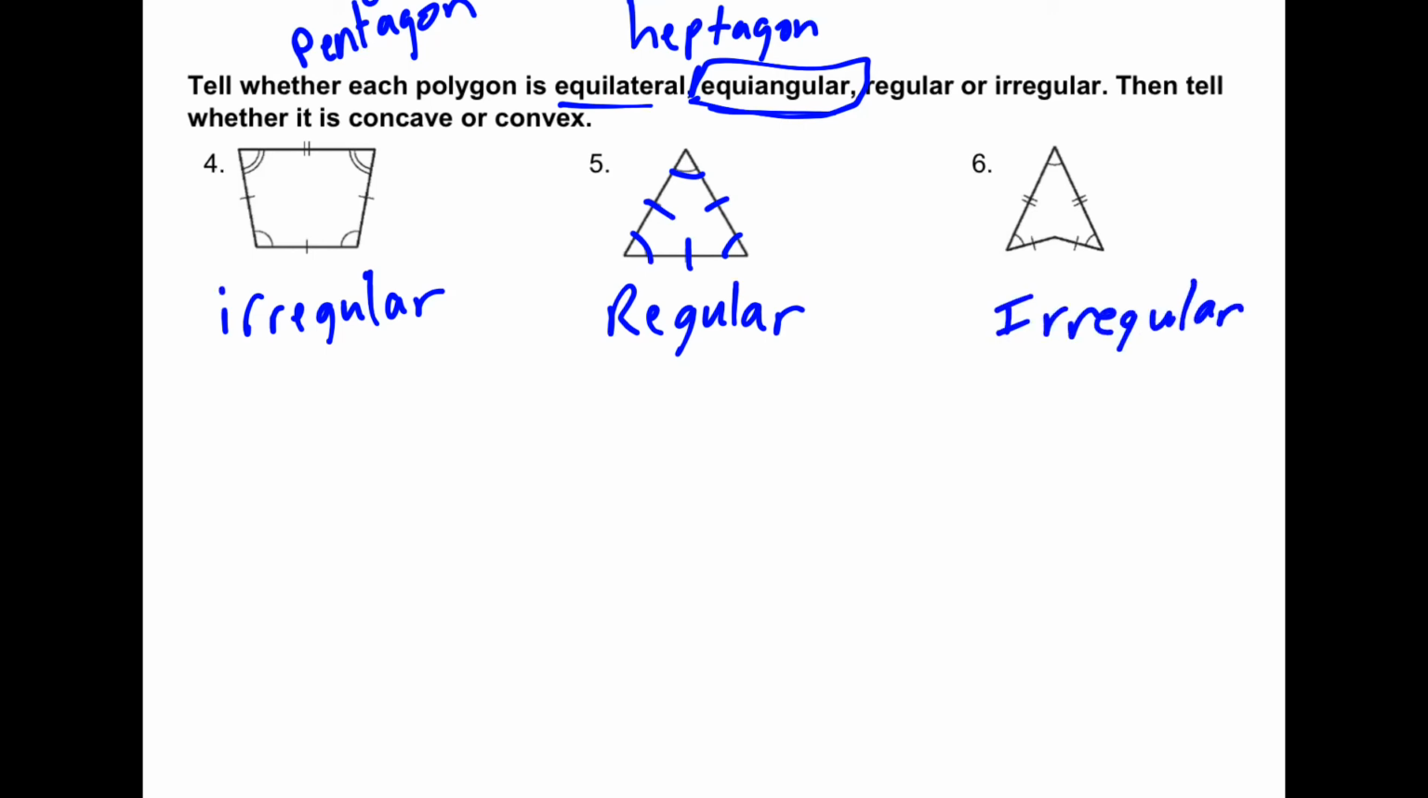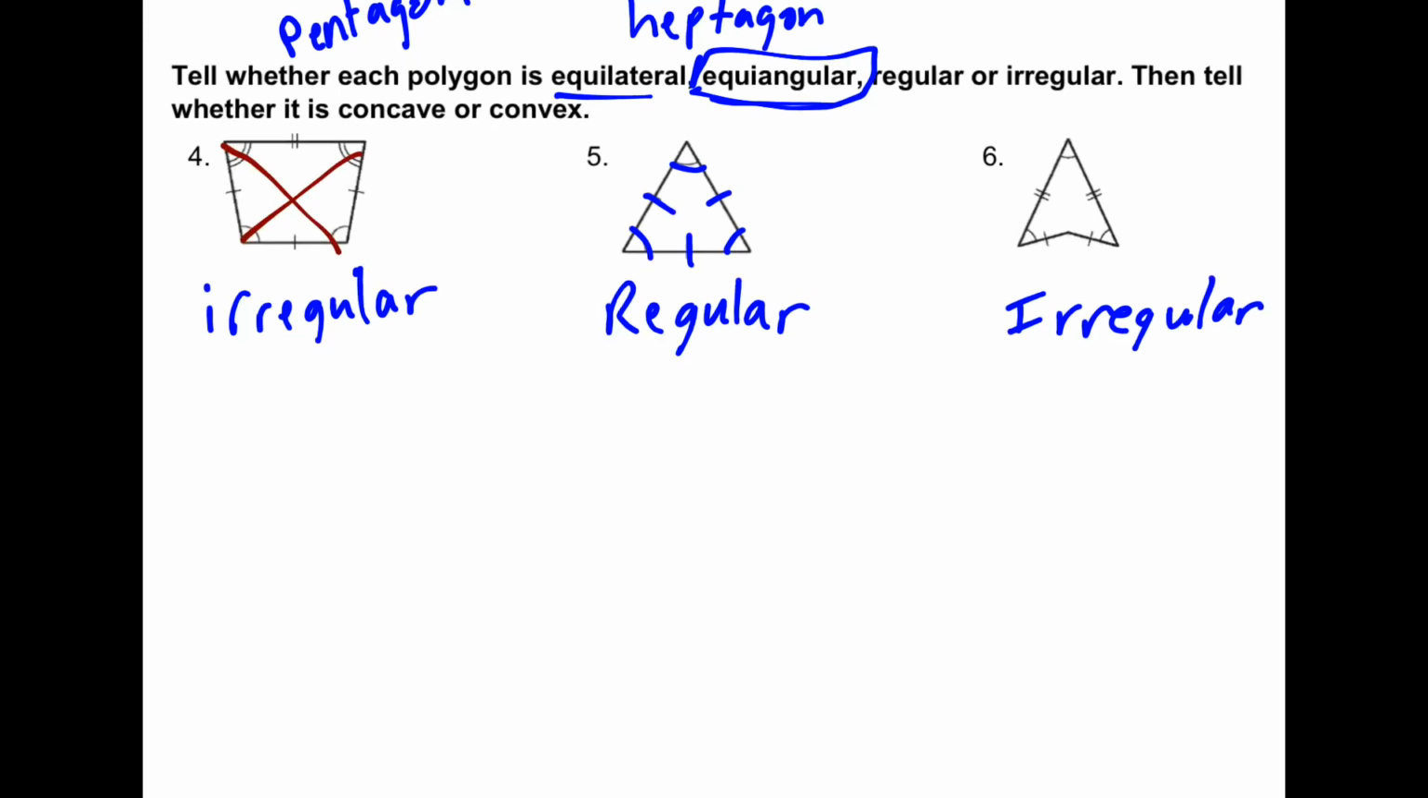To figure out if it's concave or convex, we're going to look at the diagonals. All of the diagonals are in the interior here, so this one is considered convex. There are no diagonals in number 5 because you cannot draw a line from one vertex to a non-adjacent vertex. We'll just call this one convex. And lastly, we can kind of see how this one caves in here. If you were to draw the diagonal from these two vertices, it's outside the figure, so we will call that one concave.